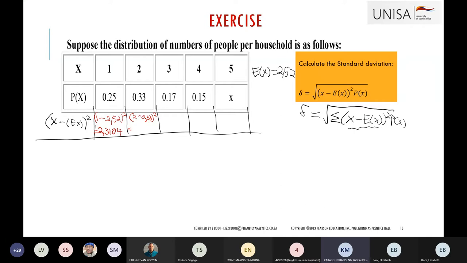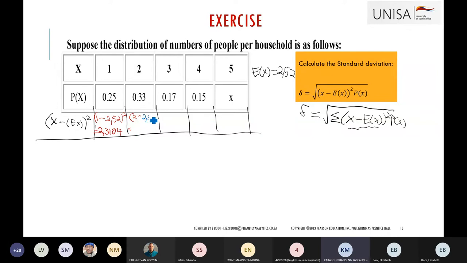2.7889. I think we'll have to type it for me. You said 2. Oh, there we go. Thank you. Isn't this supposed to be 2 minus 2.52? Yes, you are right. Thanks for picking it up.